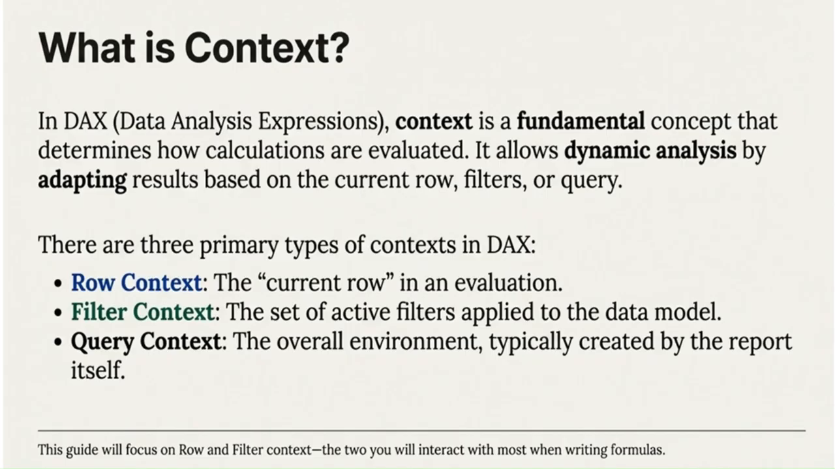What is a context? In DAX, context determines how calculations are evaluated. It allows Power BI to return dynamic results based on the current row, active filters, the report, or visual itself. There are three types of context in DAX. Row context, the current row in an evaluation. Filter context, the set of active filters applied to the data model. The third one, the query context, the overall environment typically created by the report itself. In this video, we will focus mainly on row context and filter context because these are the two you will use most while writing DAX formulas.